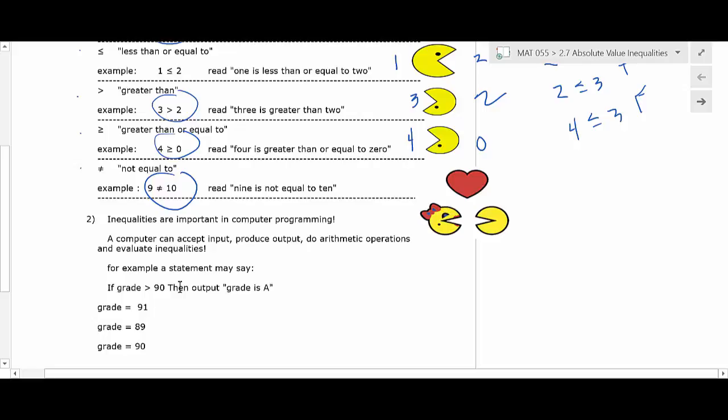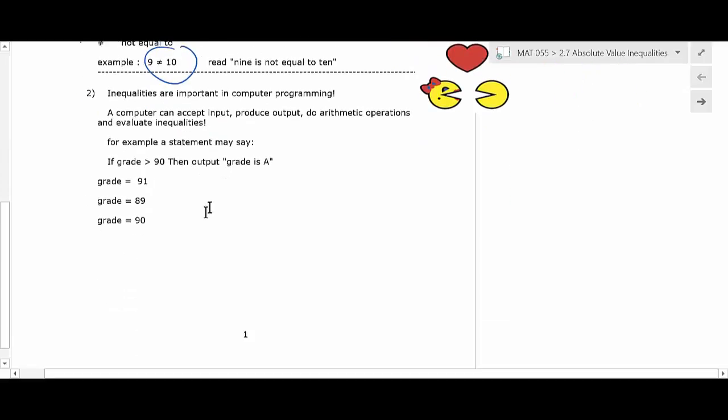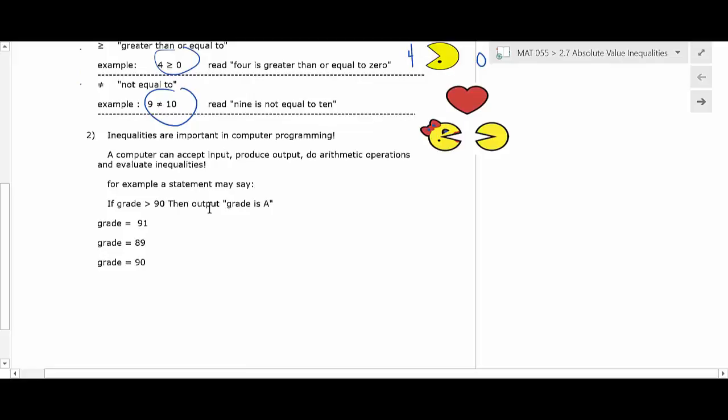One of the things I want to talk about, just because a lot of times at this level of the class, students are wondering, what is this used for? If you're going to get into computer programming, has anybody ever learned a computer language in high school a little bit? You learned about if-then statements and stuff like that, so you use inequalities a lot.